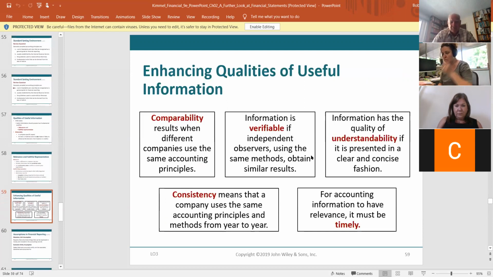Oh boy, these grids can put me to sleep sometimes. Enhancing qualities of useful information. Comparability. When you're using GAAP, you can compare the statements. If one company's not using GAAP, you can't compare them. You don't know what they're doing. And as we said, the information's got to be verifiable. It's got to be understandable. Consistency, you're using the same principles. And it also has to be timely.